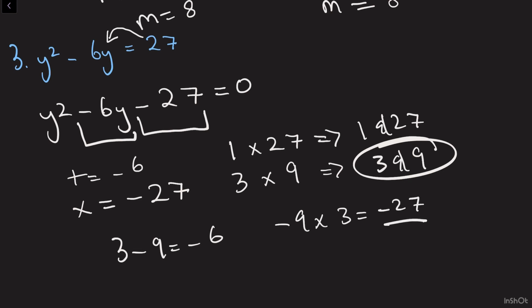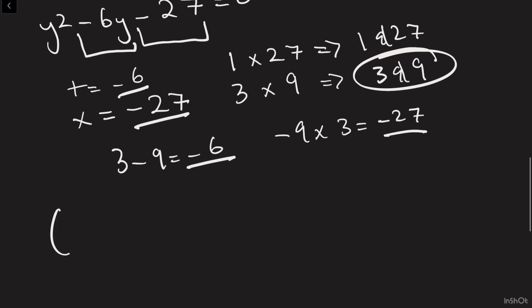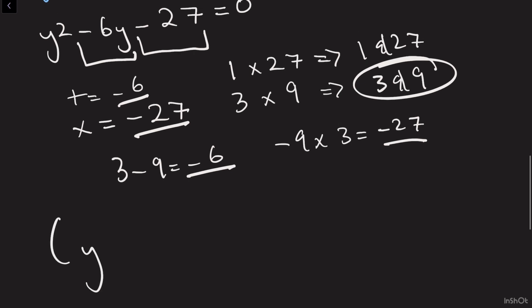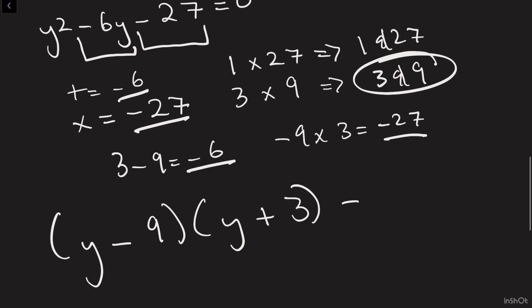So it fulfills both of our criteria of a pair of numbers which can add together to get minus 6 and times together to equal minus 27. Now we have to put these numbers in a double bracket. So write open brackets y minus 9 and y plus 3 equals 0.